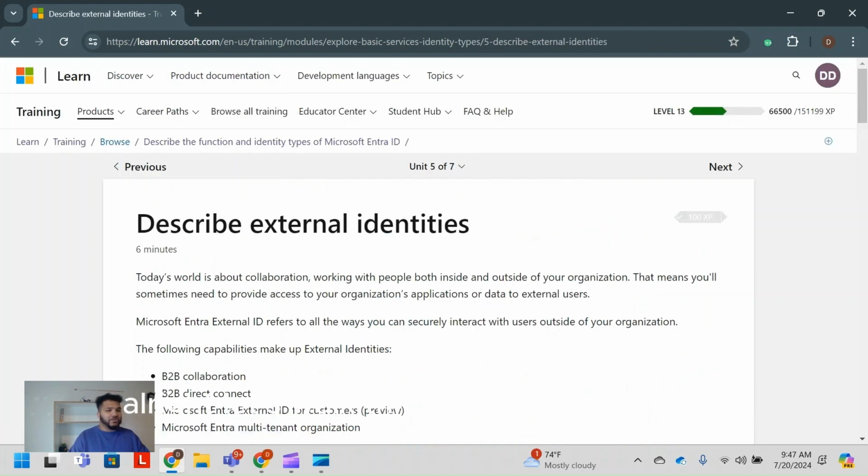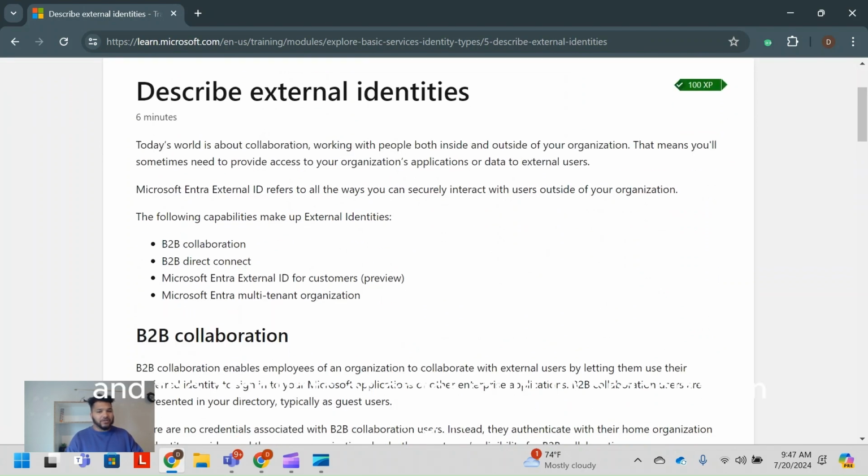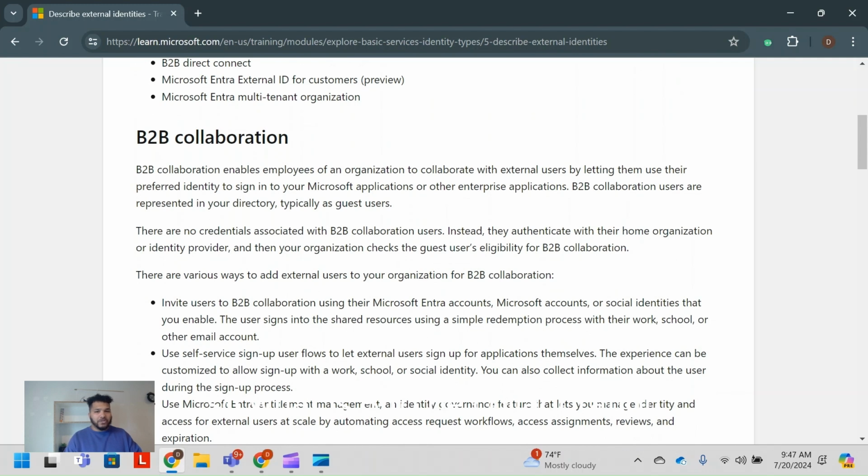All right, let's walk through external identities. We have the following capabilities: B2B collaboration, also known as business-to-business collaboration, B2B direct connect, Microsoft Entra External ID for customers, and Microsoft Entra multi-tenant organization. So what is B2B collaboration? It enables employees of an organization to collaborate with external users by letting them use their preferred identity to sign into Microsoft applications or other apps.